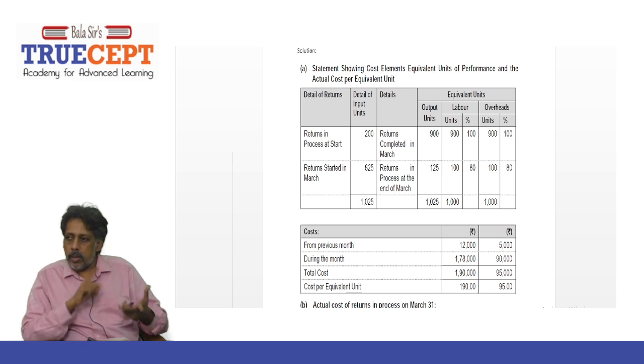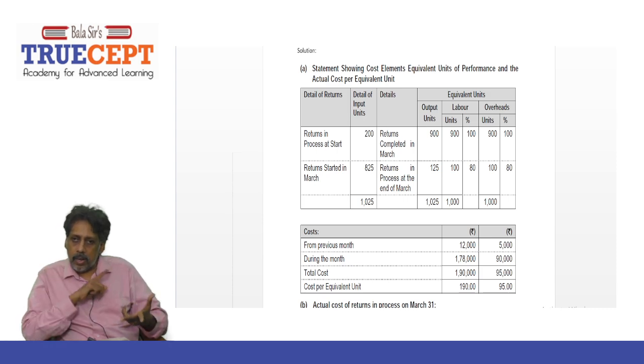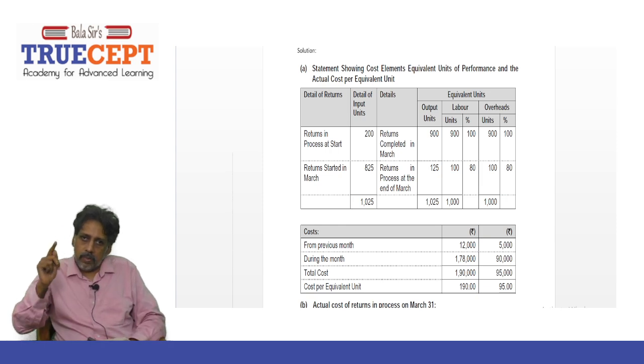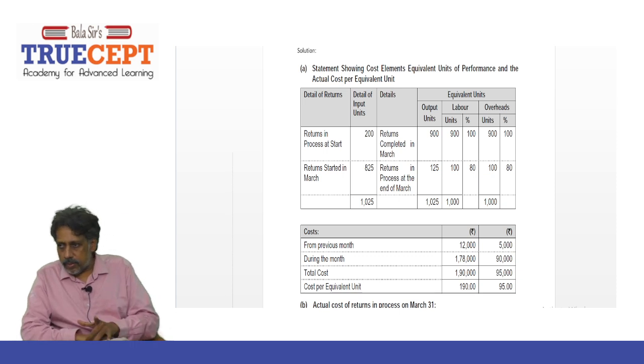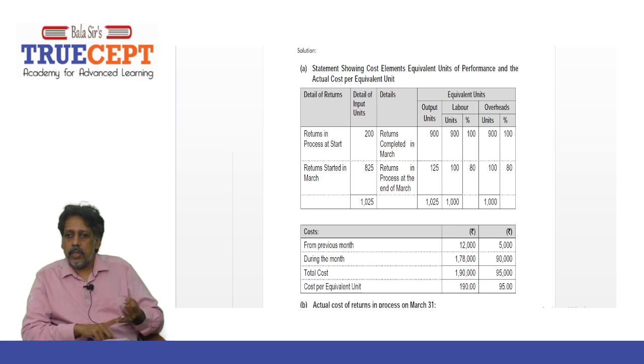Now, when do you say it's complete? Only if it is 100%. Therefore, 900 units, 100%. And then comes returns in process, nothing but your closing work in progress, which is 125 units, which are 80% complete. So 100 units under labor and 100 units under overhead. These are equivalent units.